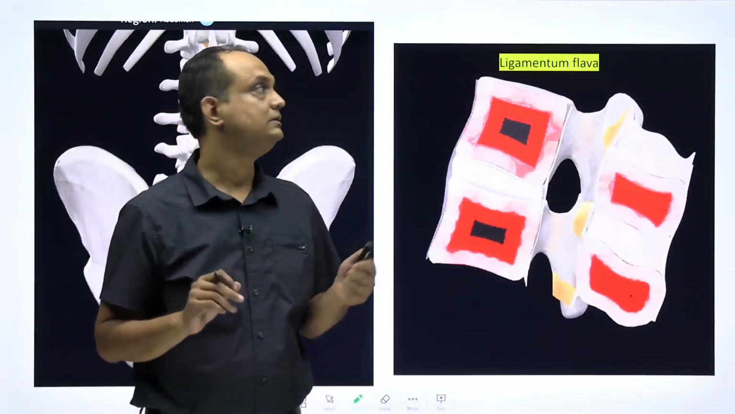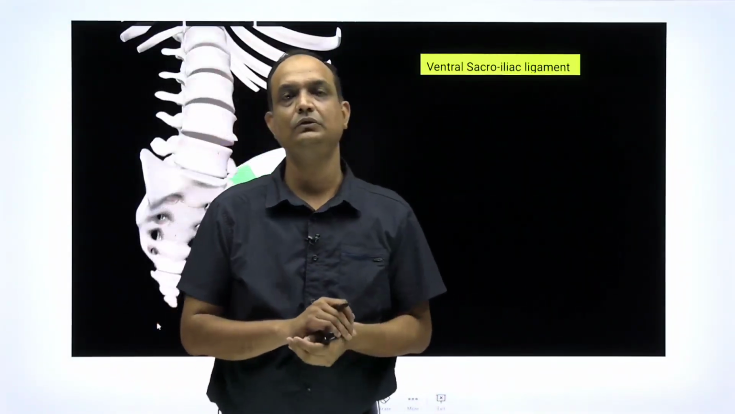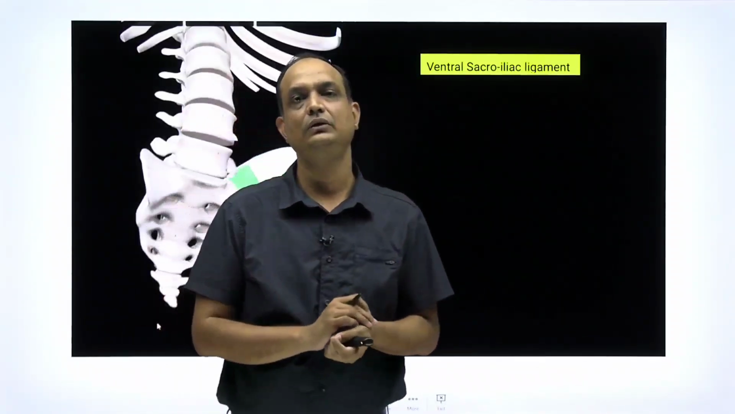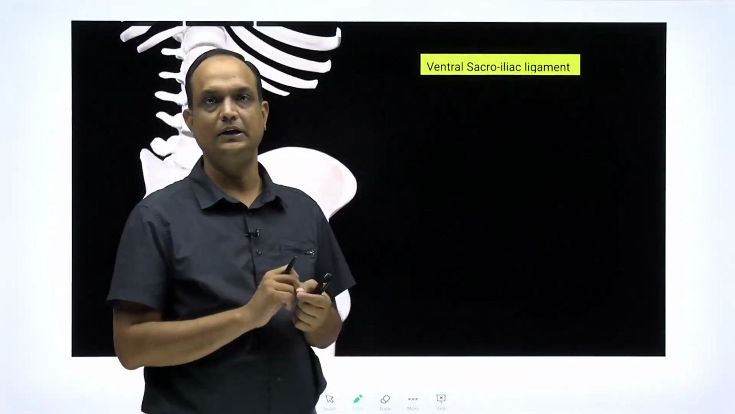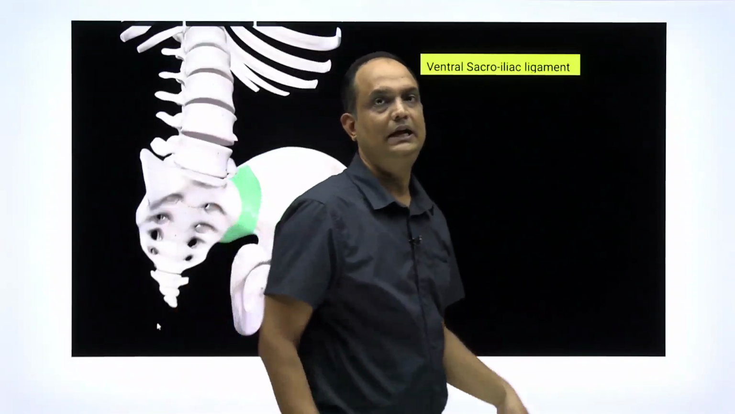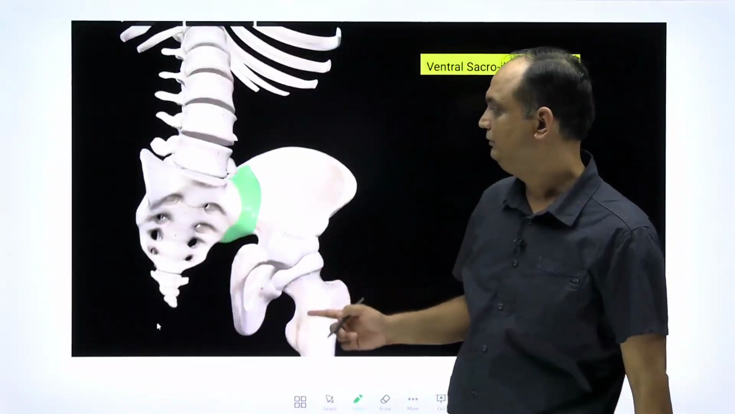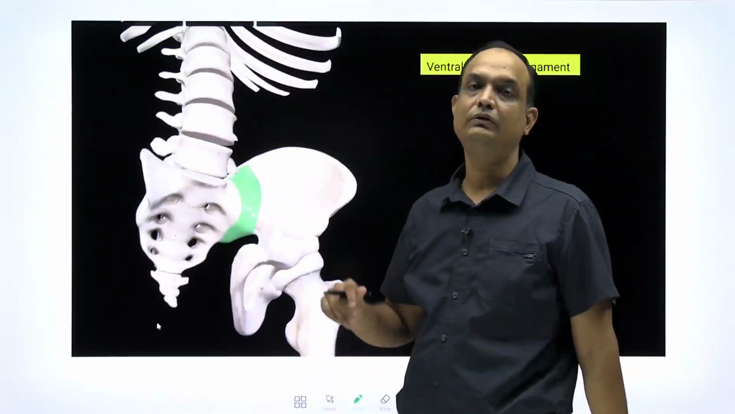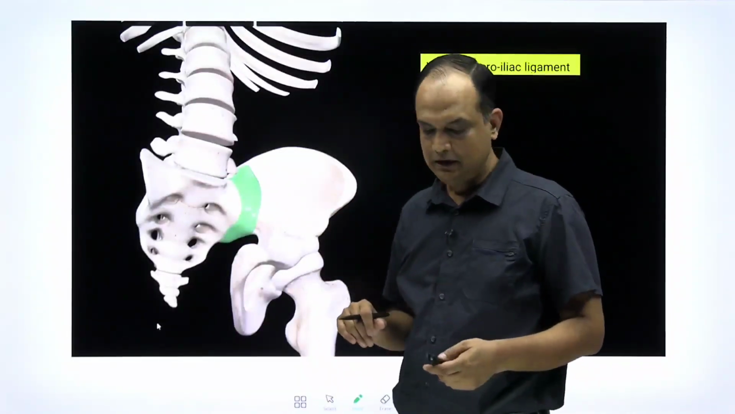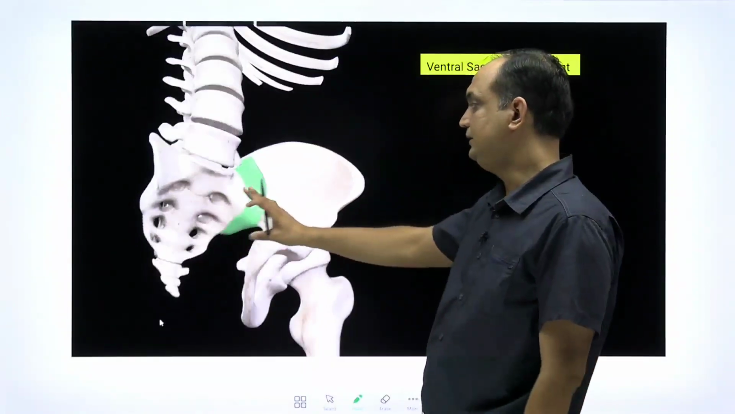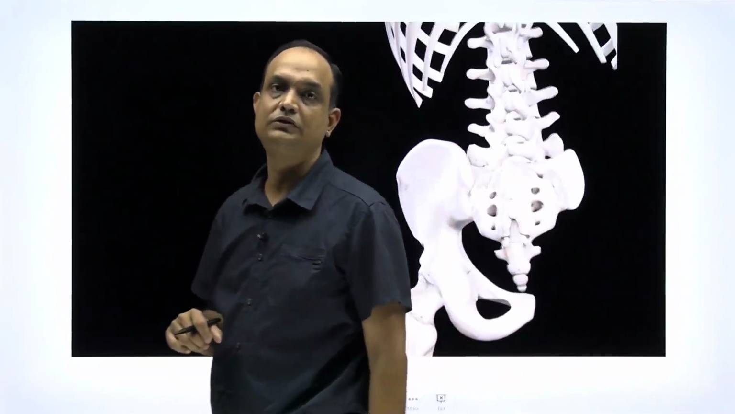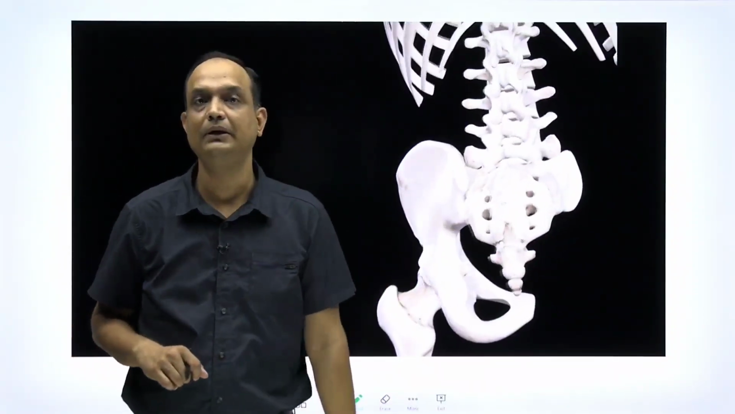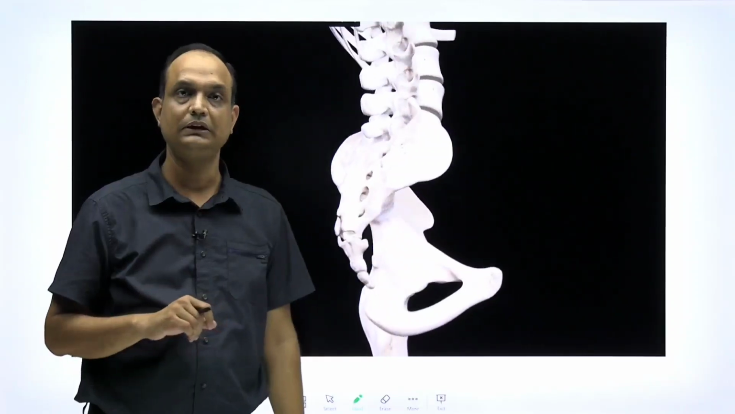Next are the sacroiliac ligaments. As you know, there are three sacroiliac ligaments: ventral sacroiliac, dorsal sacroiliac and interosseous sacroiliac ligament. When you see the anterior side of the sacroiliac joint, you will find that this green color band is showing the ventral sacroiliac ligament. Now, when you rotate this and go to the posterior side of the joint, you will find that posteriorly we also have a ligament known as the dorsal sacroiliac ligament.